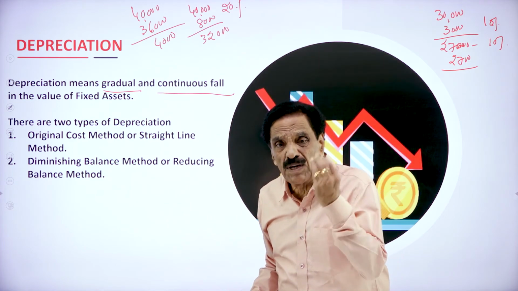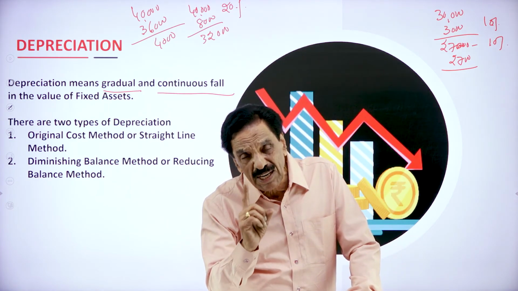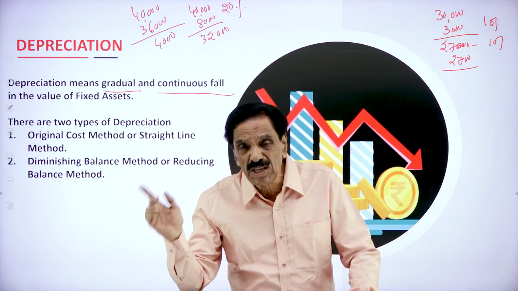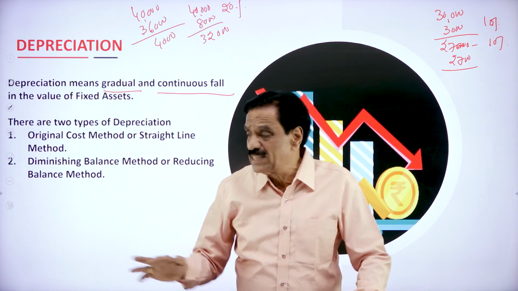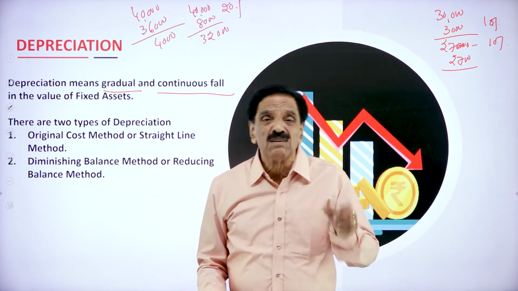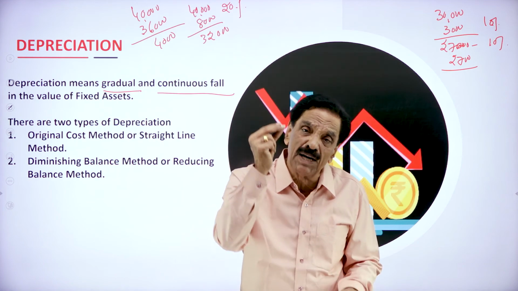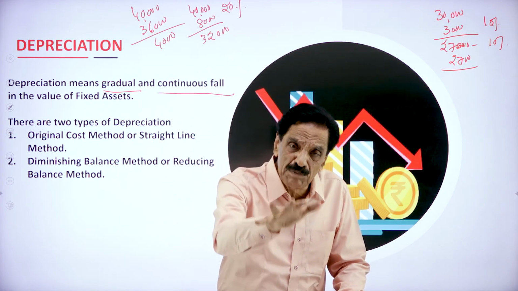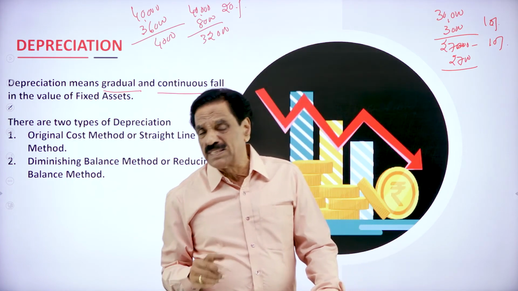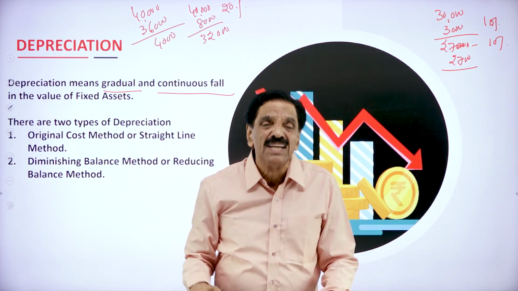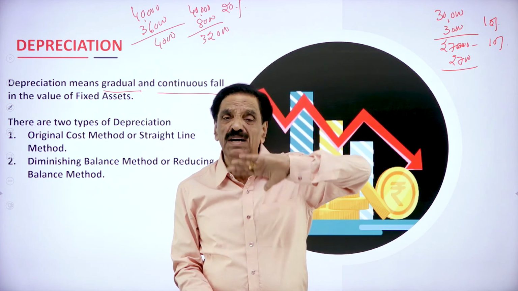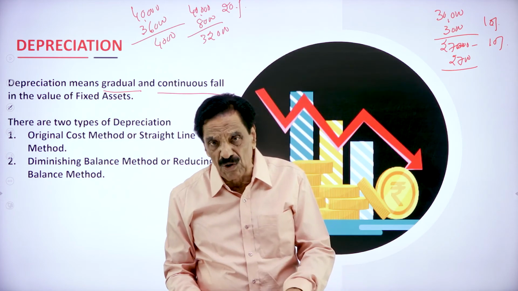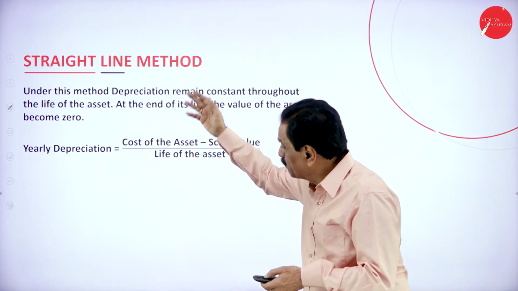There are two types of depreciation. One is called straight line method or original cost method. Number two, reducing balance method, or we say diminishing balance method. In the original cost method, depreciation remains constant throughout the life. At the end of the life, the value of the asset becomes zero. Under diminishing balance method, depreciation does not remain constant. It goes on changing from year to year. At the end of the life, the value of the asset will not become zero. Okay, that's the point I have given.